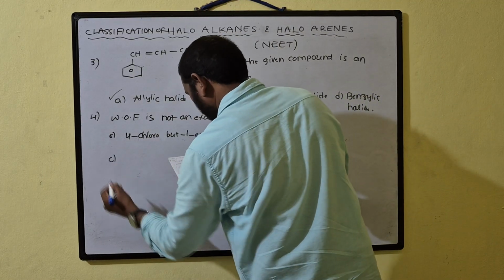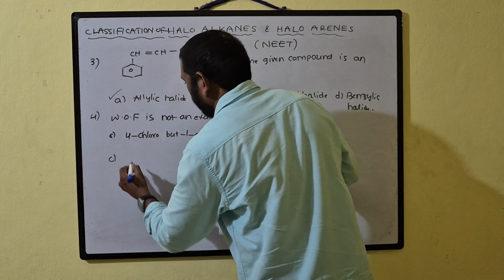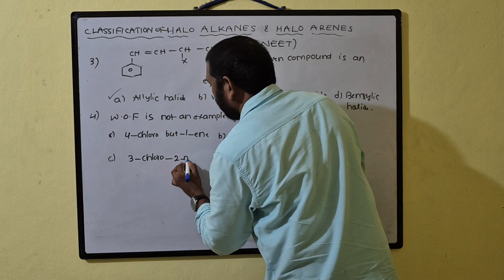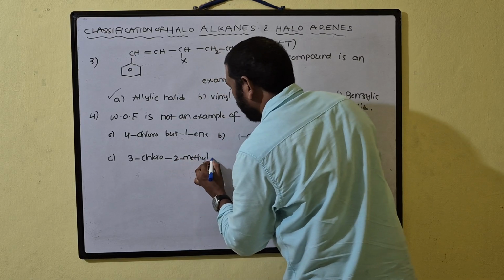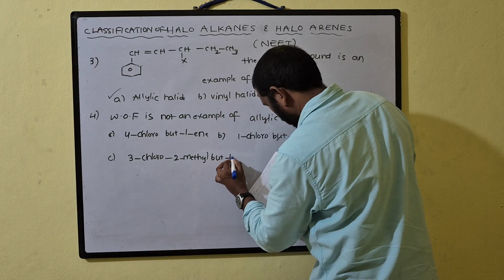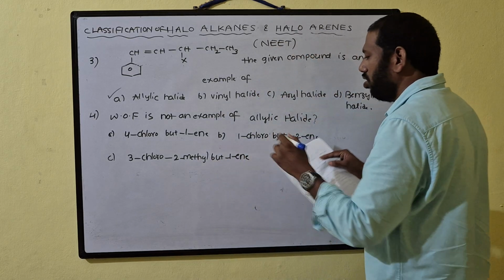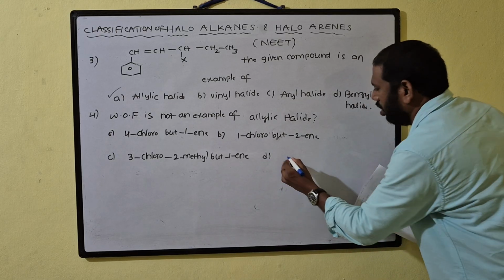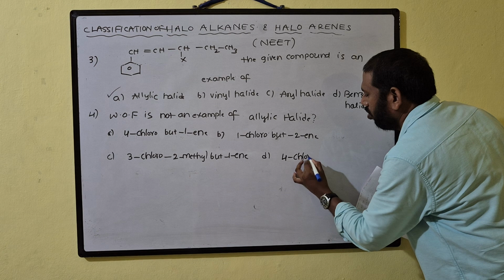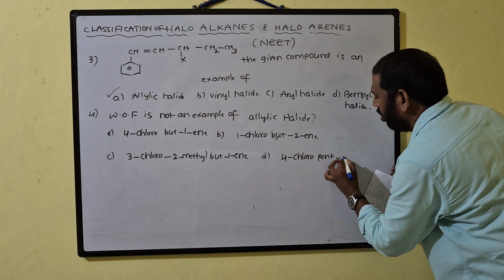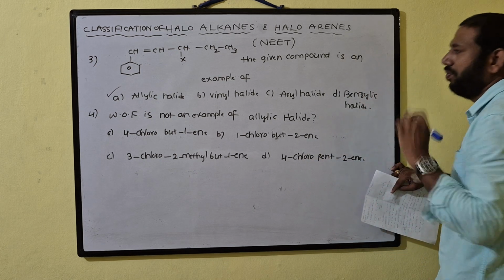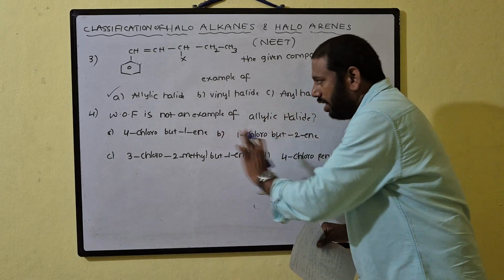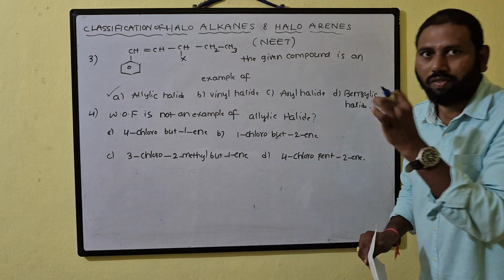Option C: 3-chloro 2-methyl but-1-ene. Option D: 4-chloro pent-2-ene. Okay, we have to find out which is not an example of allylic halide. He has given IUPAC names, so we have to convert them into structures.